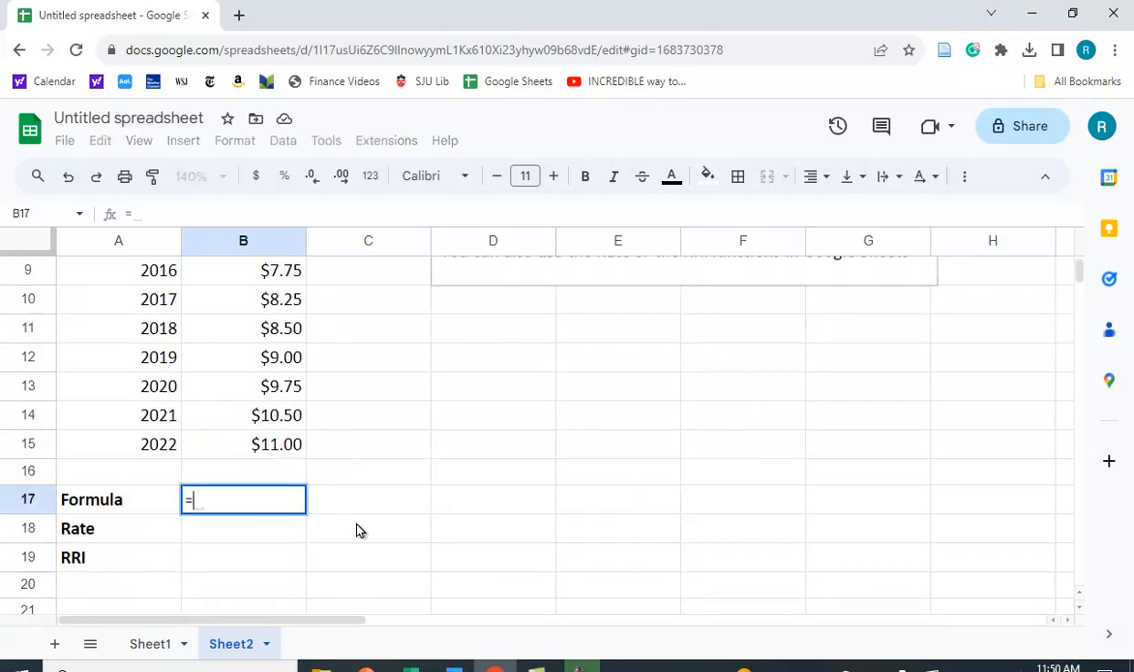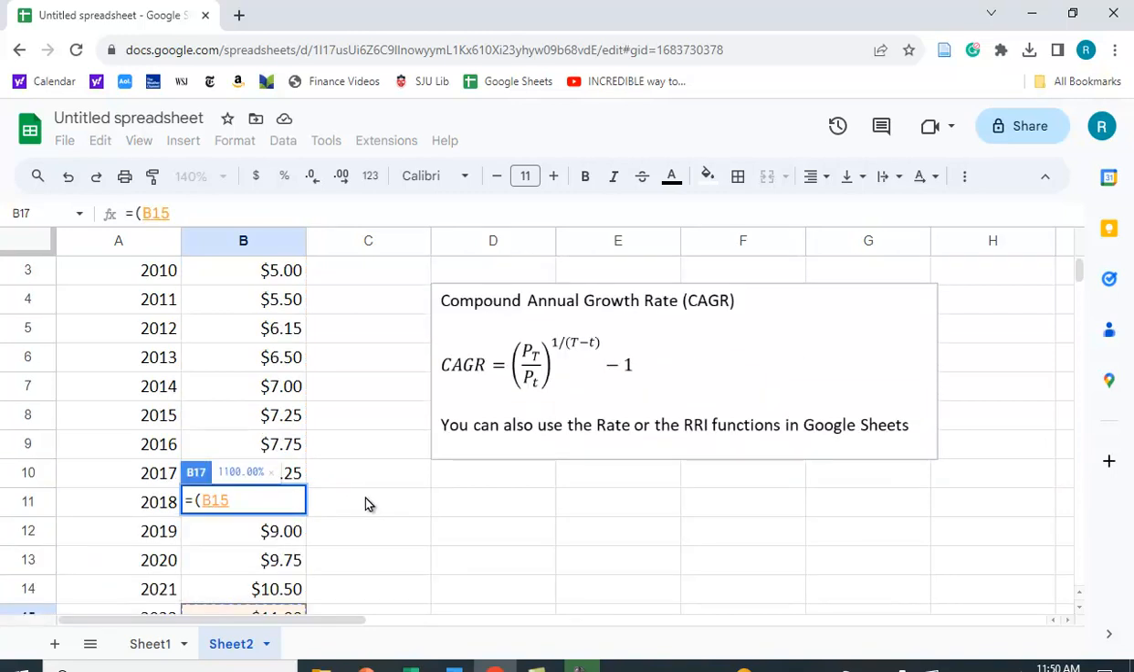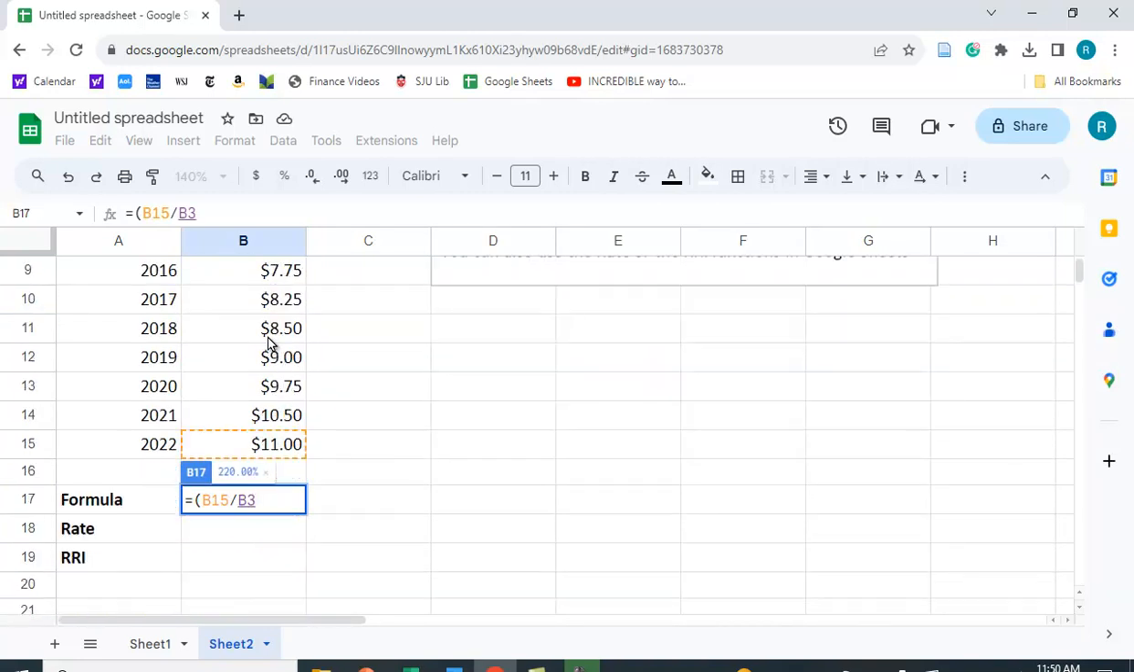So let's try the formula first. So equals price in the last period divided by the price in the first period raised to the power. Make sure you put a parenthesis here. I did it once where I had the hat, 1 divided by 2022 minus 2010, and what it did is it raised it to the first power and then it divided it by 12, or 1/12. So let's see what we have here.